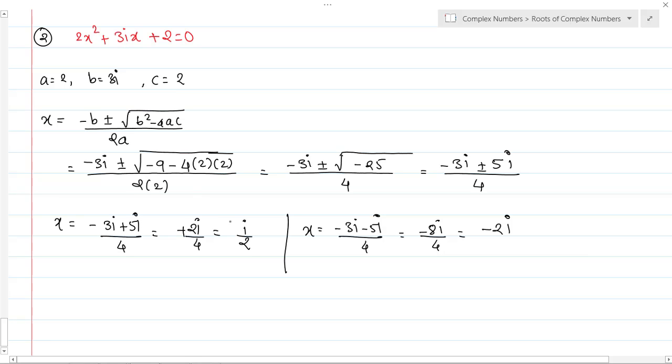Okay, so let me highlight this. This is the first value of x. This is the second value of x. Perfect. Now let's see the third question.